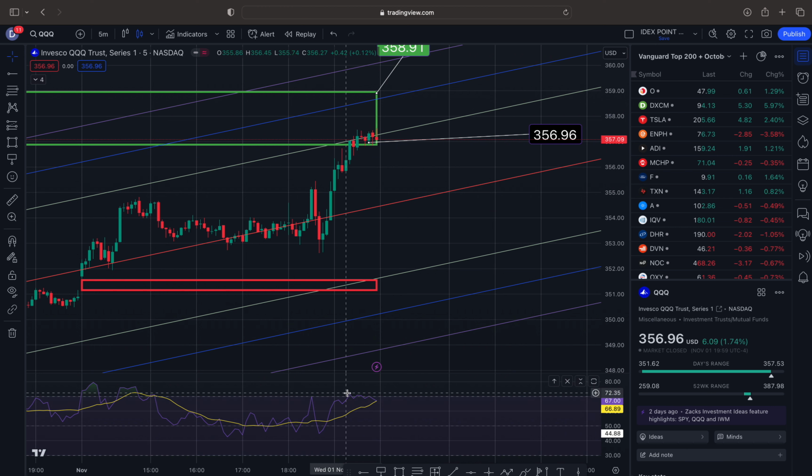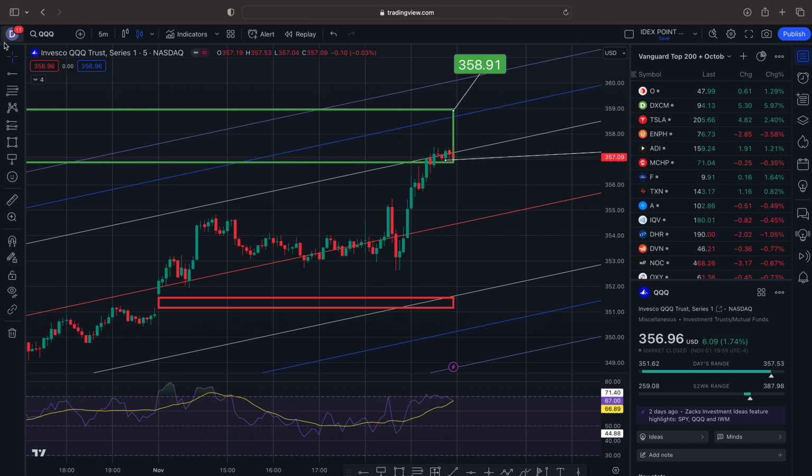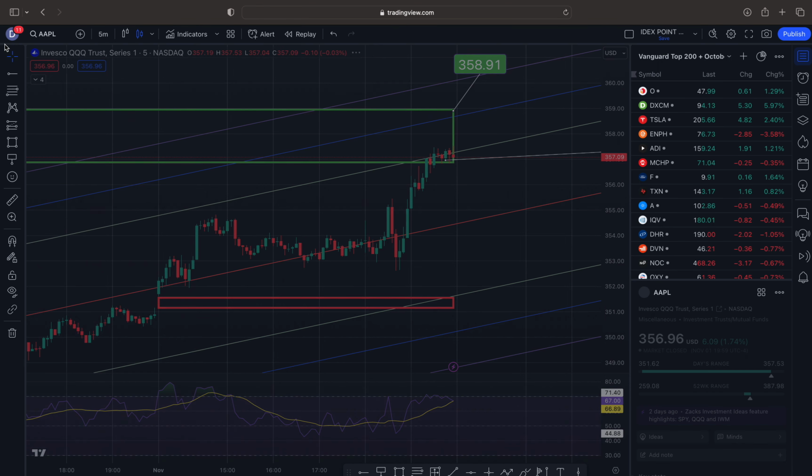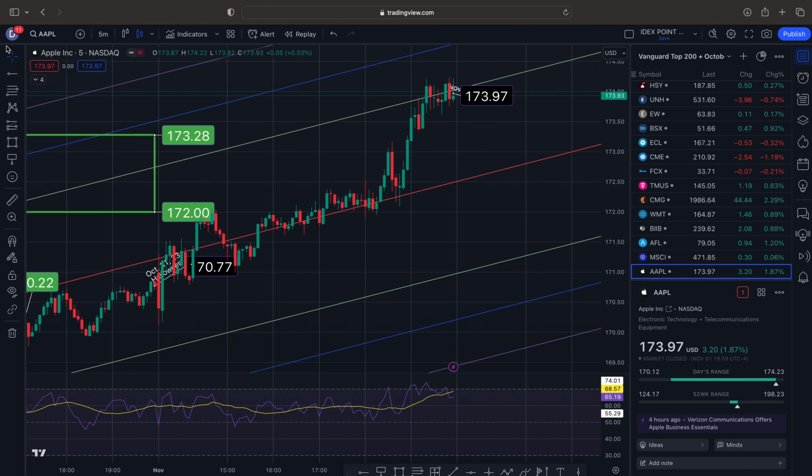The RSI is already starting to curl down, and we are at resistance here too. So at some point, I will anticipate this to make its way all the way back down to 30 and then a bounce back up, and the cycle repeats itself. Now I'm going to go over Apple. I'm going to try to make this quick now since I've spent so much time.